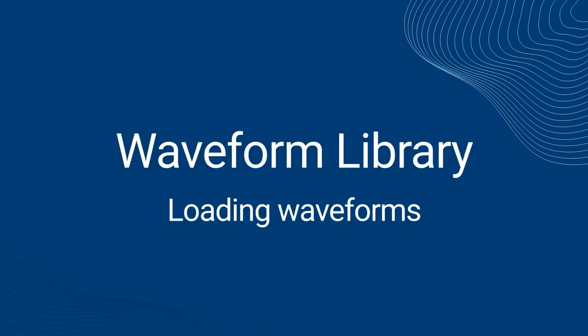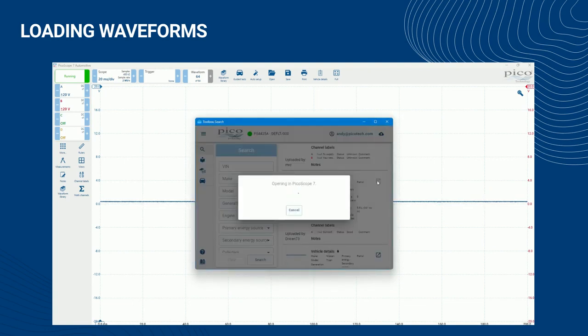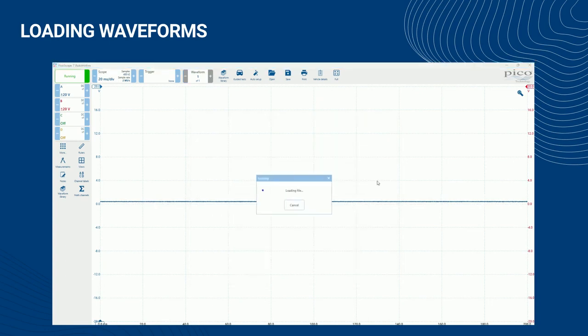Section 3. Loading waveforms. The Waveform Library provides two methods of loading data into PicoScope. To load all information and waveforms, click the Open button to the top right corner of each waveform set of details. After the data has been loaded, your PicoScope software will be fully configured using all the information stored with the waveform.